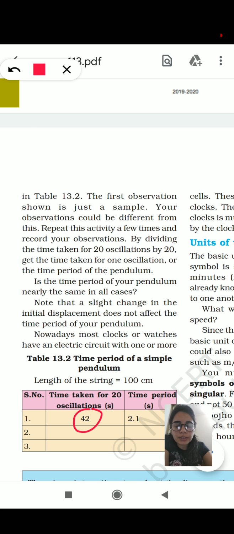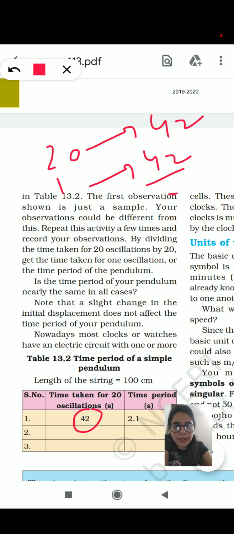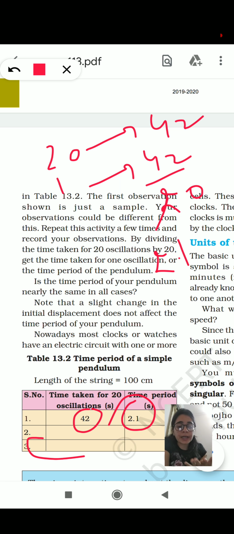For example, as you can see in this example, the time taken for 20 oscillations is 42. Then one oscillation time taken will be 42 divided by 20, which comes to 2.1 time period. Similarly, you can complete this box. You can tie a stone at the end of the thread and slightly push. You will see the time period will remain the same if it is the same pendulum. It will not vary. Time taken by one oscillation will be the same as time taken by another oscillation. I hope I'm clear with this topic.